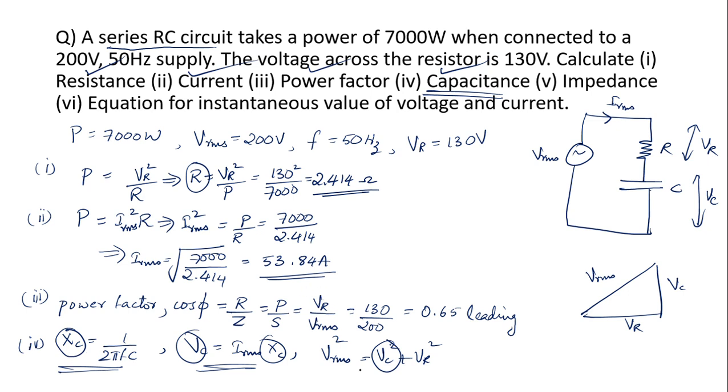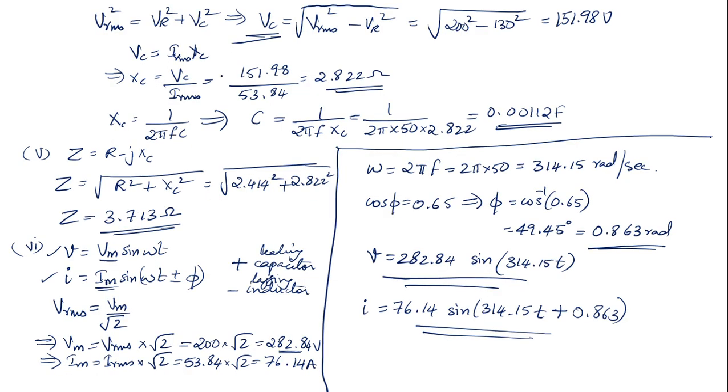Then to find out the capacitance, first we found out the capacitor voltage from the voltage triangle. Then you found out the value of XC, that is the capacitive reactance. Then from the value of XC, you found out the value of the capacitance. So these steps are given over here. Then to find out the value of impedance, Z is equal to R plus j into (XL minus XC). Here the value of XL is 0, so it is R minus jXC. And you find out the magnitude, so Z is equal to root of real square plus imaginary square.